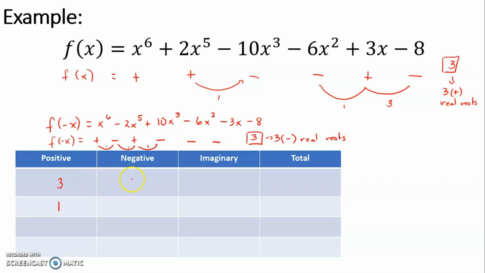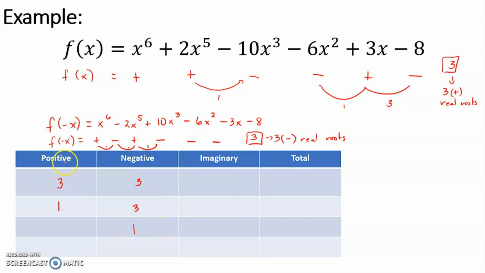So, I can have 3 positive and 3 negative. Yes, correct. 3 positive and 3 negative, or 1 positive and 3 negative. Now, aside from having 3 negative real roots, I can also subtract it by an even number, which is 2. And the result is still a positive number, which is 1.